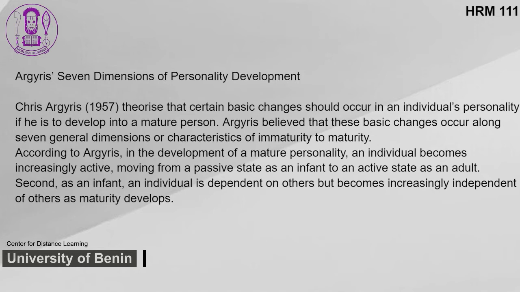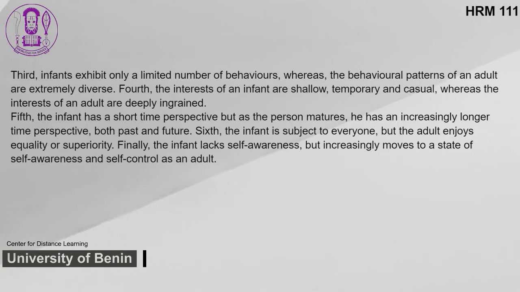Second, as an infant, an individual is dependent on others but becomes increasingly independent of others as maturity develops. Third, infants exhibit only a limited number of behaviors, whereas the behavioral patterns of an adult are extremely diverse. Fourth, the interests of an infant are shallow, temporary, and casual, whereas the interests of an adult are deeply ingrained. Fifth, the infant has a short time perspective, but as the person matures, he has an increasingly longer time perspective, both past and future. Sixth, the infant is subject to everyone, but the adult enjoys equality or superiority. Finally, the infant lacks self-awareness but increasingly moves to a state of self-awareness and self-control as an adult.